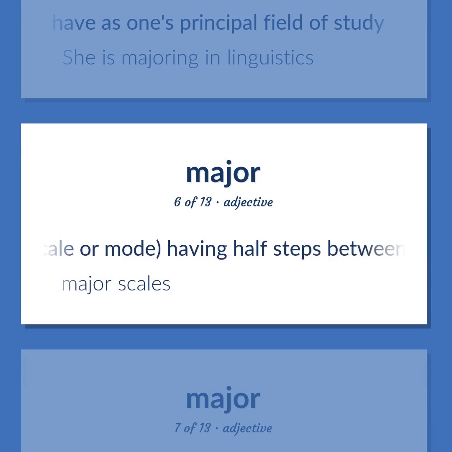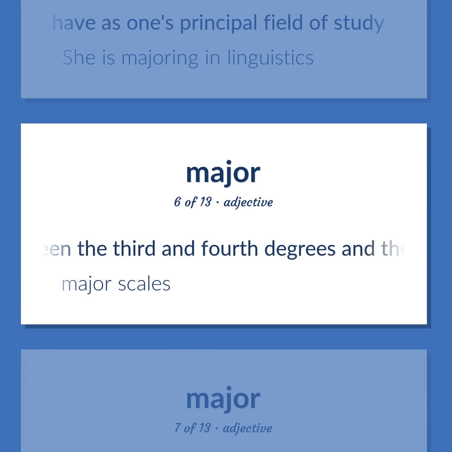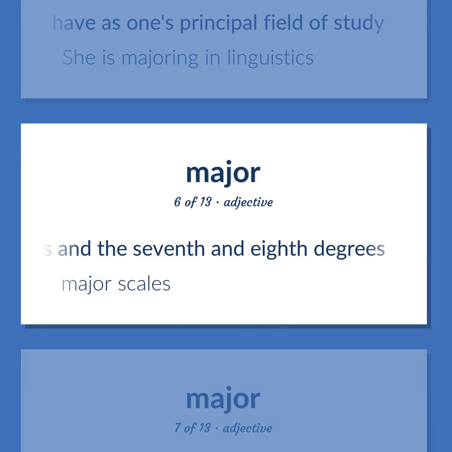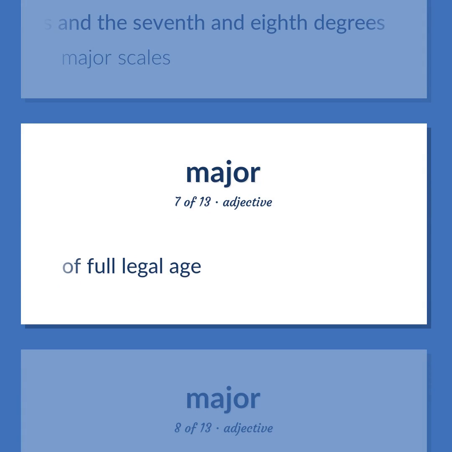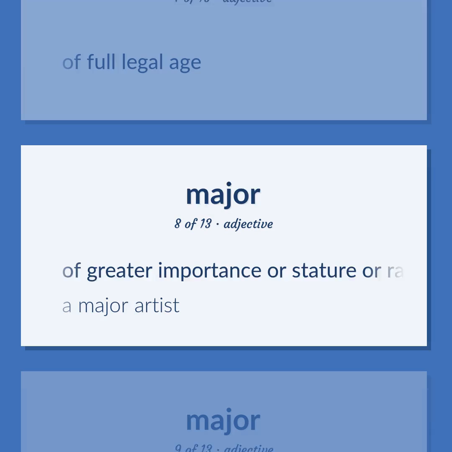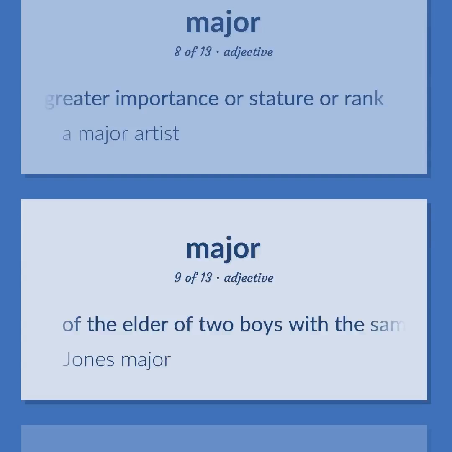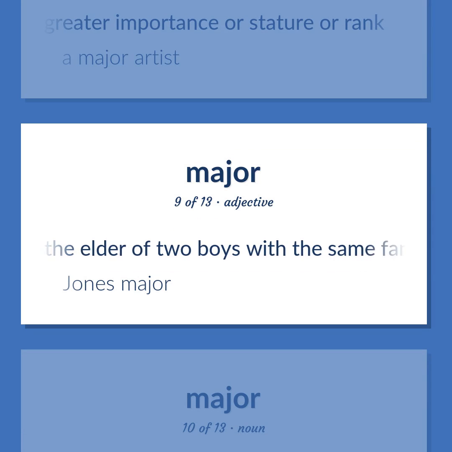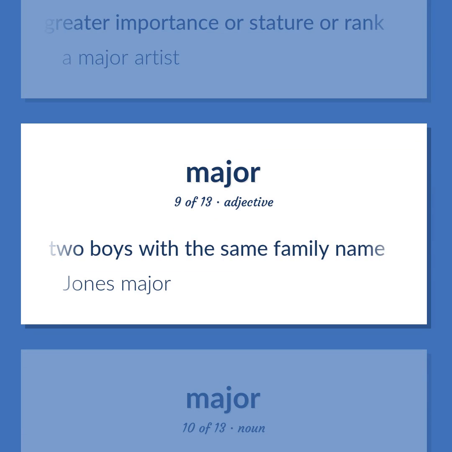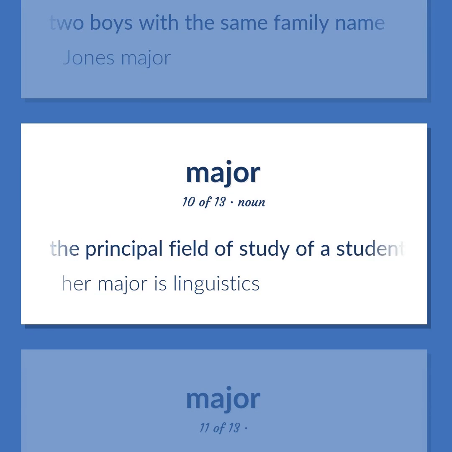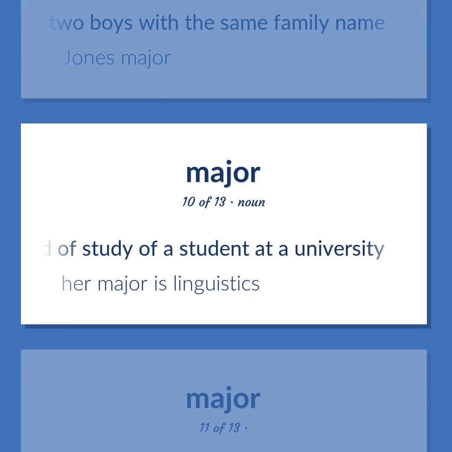Of a scale or mode, having half steps between the 3rd and 4th degrees and the 7th and 8th degrees. Major scales. Of full legal age. Of greater importance or stature or rank. A major artist. Of the elder of 2 boys with the same family name. Jones major. The principal field of study of a student at a university. Her major is linguistics.